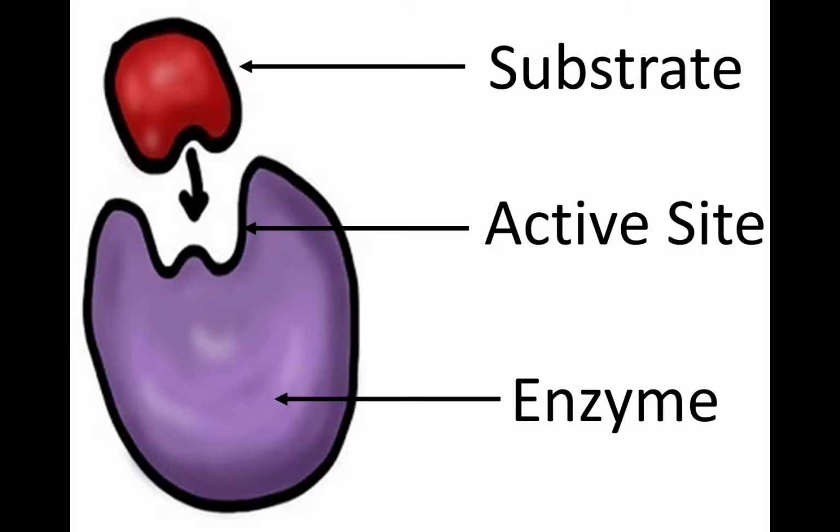So an enzyme is made up of two important parts: the main body of the enzyme and the active site. However, if an enzyme becomes denatured, the body and shape of the enzyme can change, preventing the active site from being able to be accessed by the substrate. That is, in this case, the molecule that's going to be broken down by that enzyme.